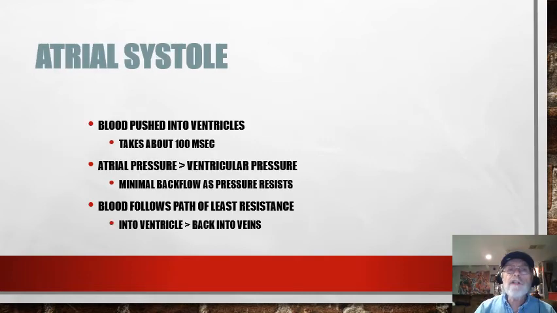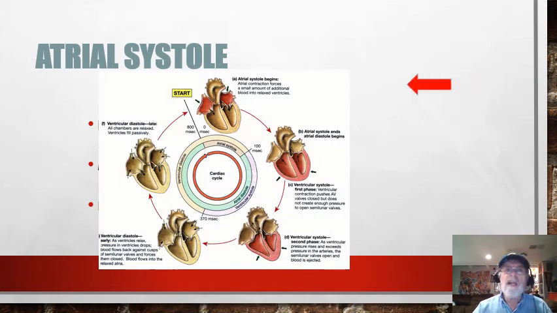Now, blood is pushed into the ventricles, which takes about 100 milliseconds. Atrial pressure is greater than ventricular pressure, therefore there is minimal backflow, and in atrial systole, blood goes from the atria into the ventricles, just like I mentioned before. This is a review of what we said, okay? Blood follows the path of least resistance: higher pressure in the filled atria, lower pressure in the relaxed and less filled ventricle. So when the atria contracts, the blood is going to go through the tricuspid and bicuspid valve into the ventricle. And that's what we see with atrial systole.